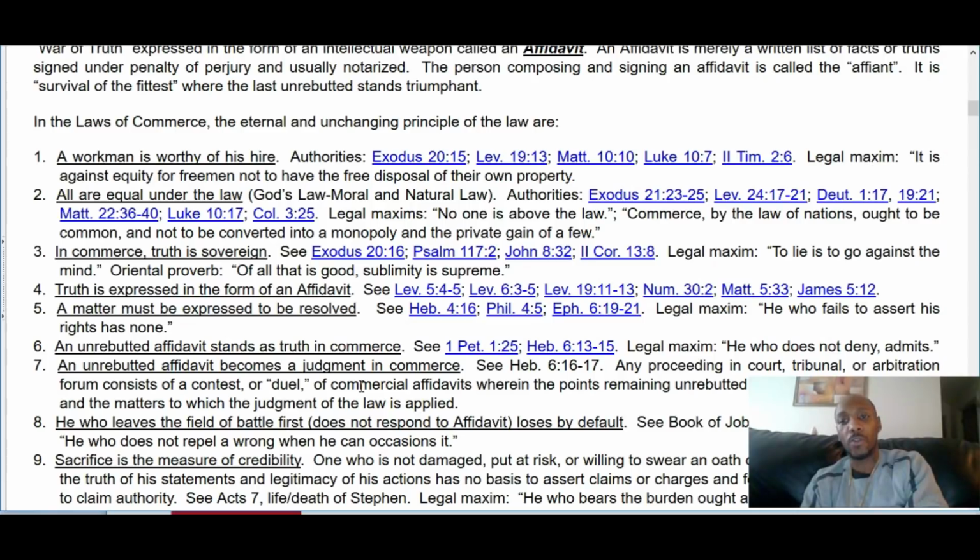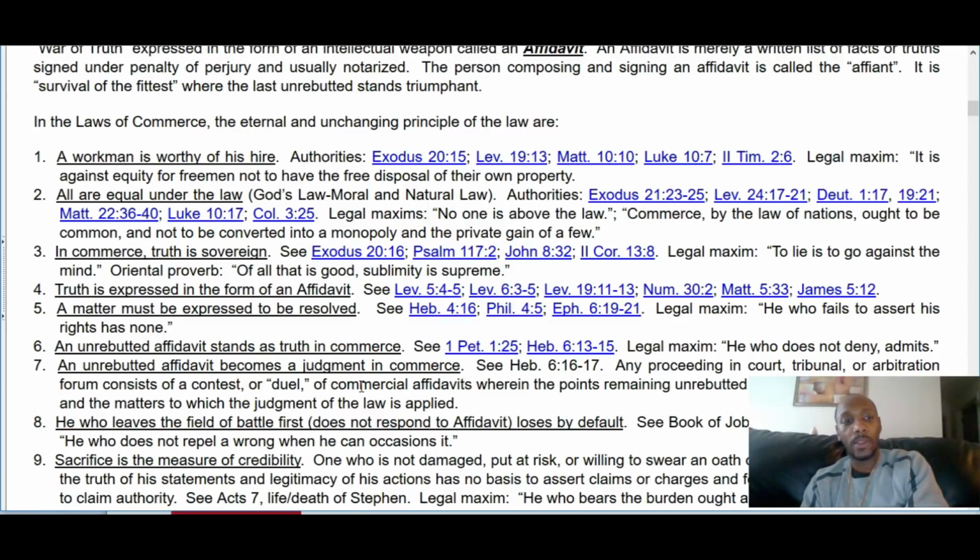Any proceeding in court, tribunal, arbitration, form consists of a contest, a duel, or commercial affidavits wherein the points remain unrebutted in the end as the truth and the matters to which the judgment of the law is applied.